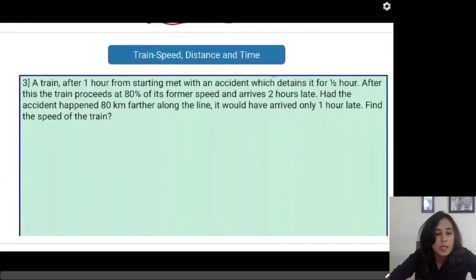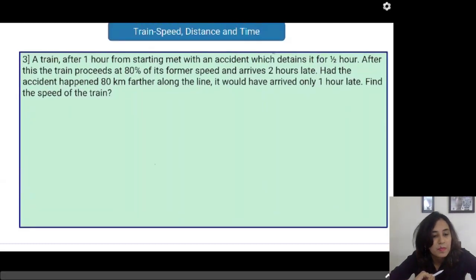Now let us have a look at the third problem. A train, after 1 hour from starting, met with an accident which derails it for 1.5 hours. After this, the train proceeds at 80% of its former speed and arrives 2 hours late. Had the accident happened 80 kilometers farther away from the line, it would have arrived only 1 hour late. Find the speed of the train.